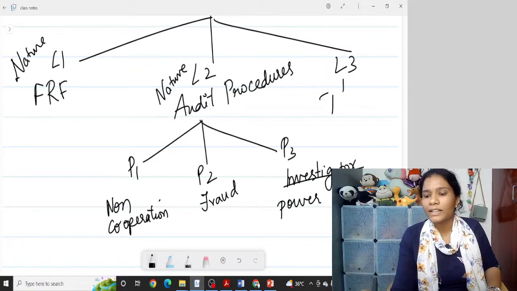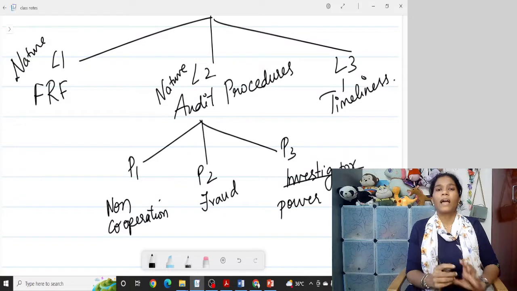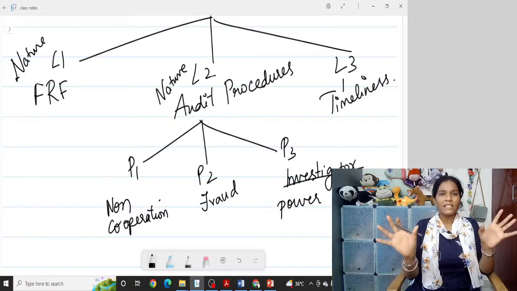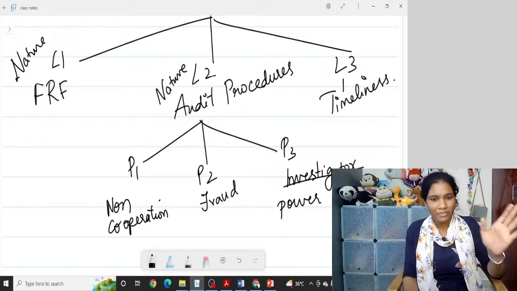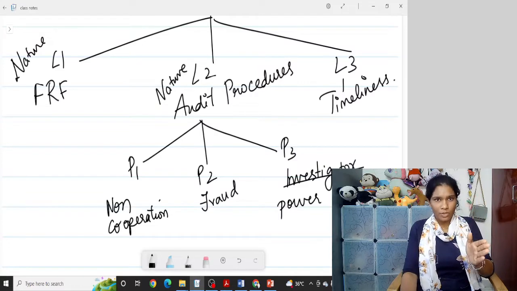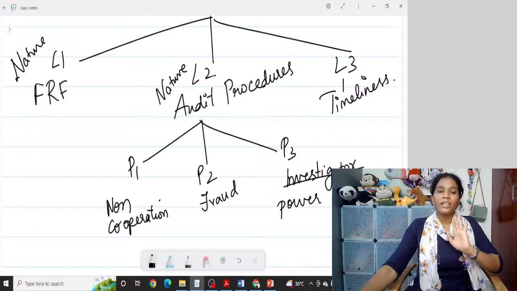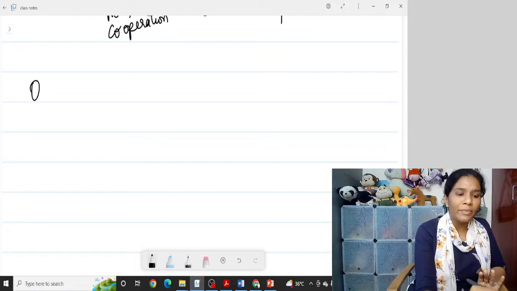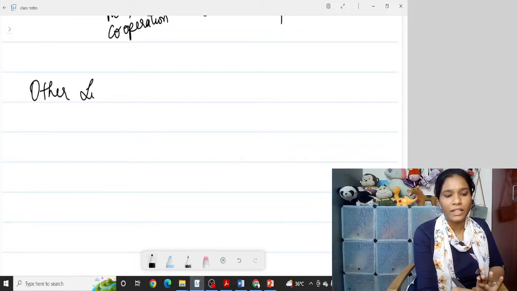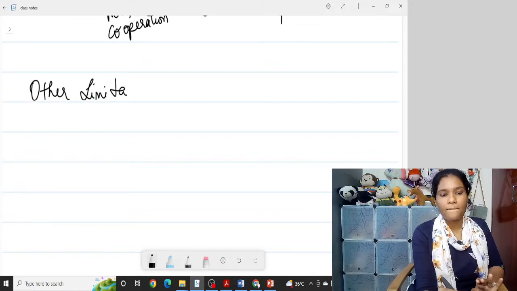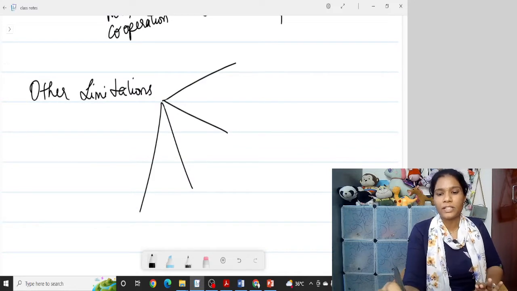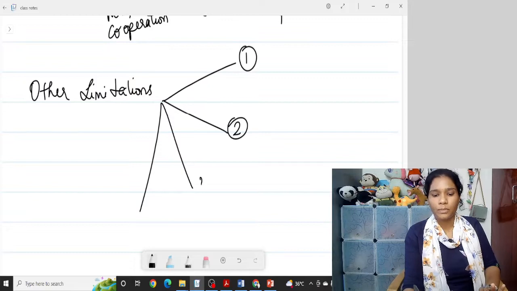Third one, timeliness. Timeliness of the evidence and the reliability. Okay, this is the major. You have three limitations. One is nature of FRF, number 2 is nature of audit procedure, and number 3 is timeliness. Besides this, you have 4 other limitations. What are the other limitations? Number 1, number 2, number 3, number 4.